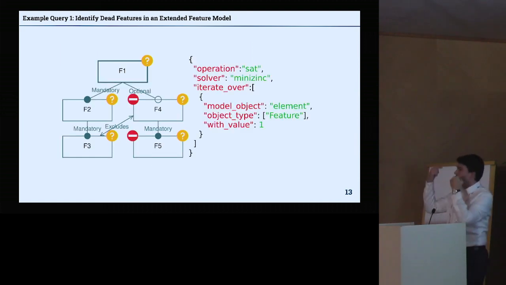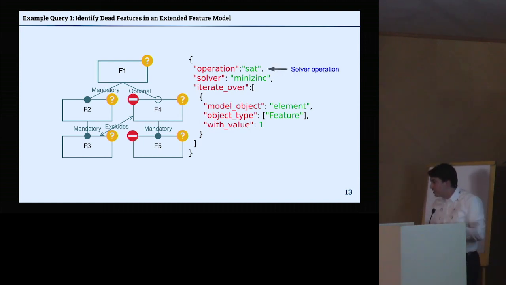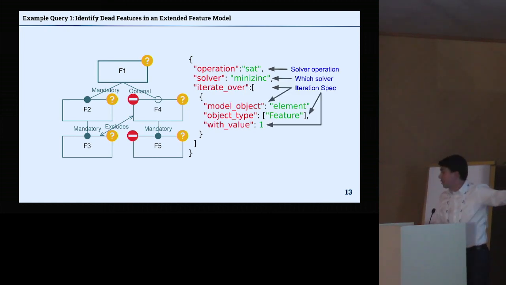Now, let's go into a more complicated analysis of the very same model. We already saw that there's a problem with the exclusion on one side. Well, how about we formulate a more complicated query to understand why we can't select it? Obviously, you guys can see it because it's a toy example, but imagine a model with tens of thousands of features and very long-range relationships. So once again, we're going to ask it to check satisfiability. We're going to tell it again that we want to use MiniZinc.